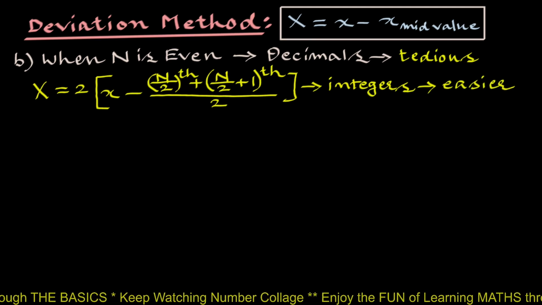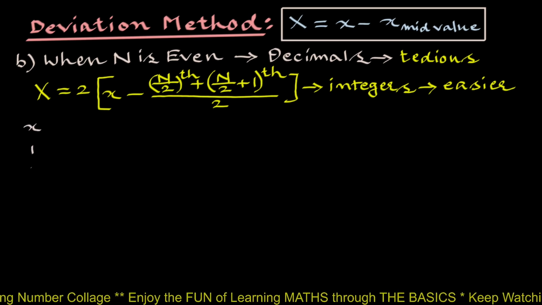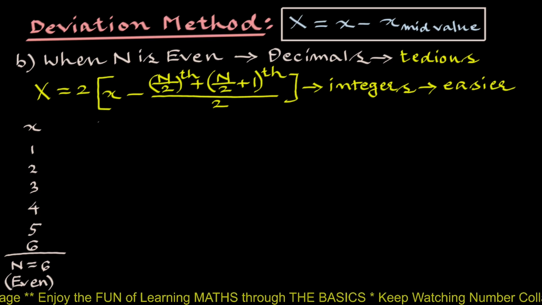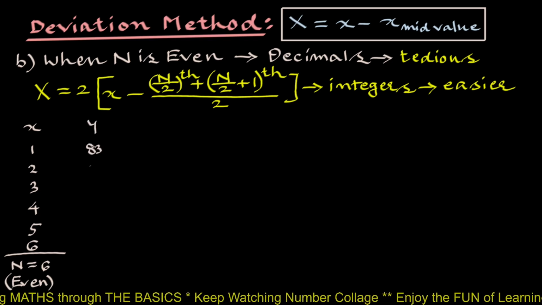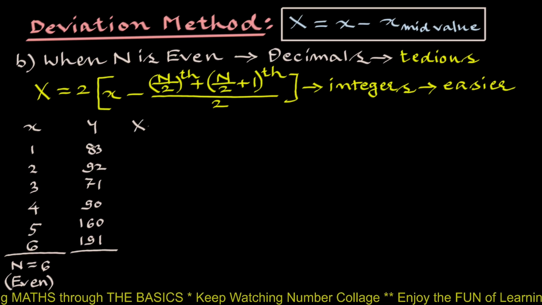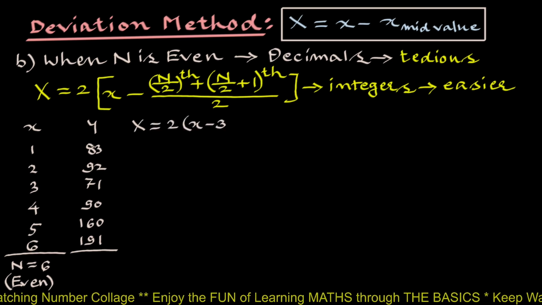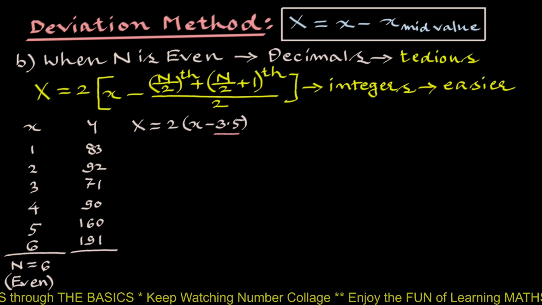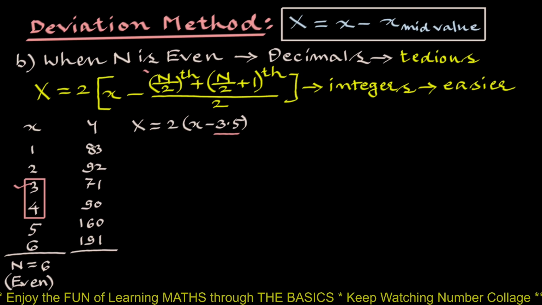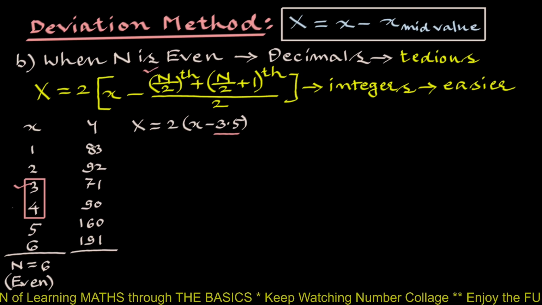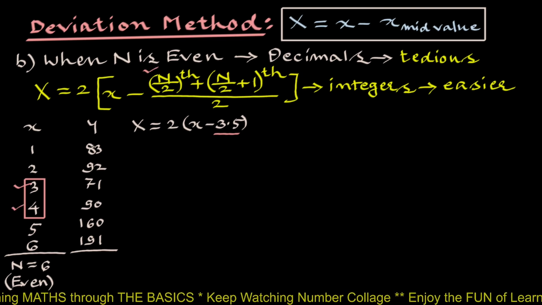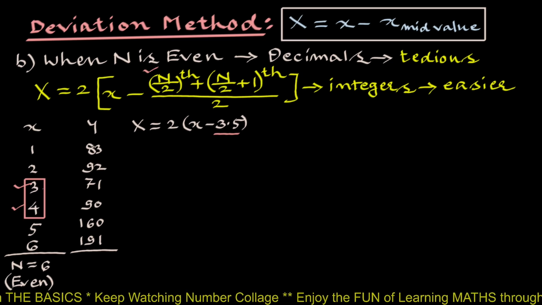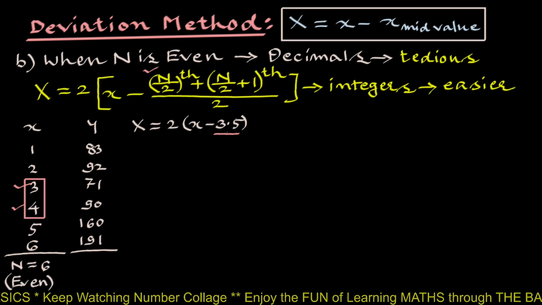Let us see how. Values of x are 1, 2, 3, 4, 5, 6. n is 6, which is even. Corresponding values of y are 83, 92, etc. Capital X will be 2 times x minus 3.5, where this 3.5 is the average of 3 and 4. Here 3 is the n upon 2th observation and 4 is the n upon 2 plus 1th observation, and the sum of them upon 2 is the average of 3 and 4, which is 3.5.